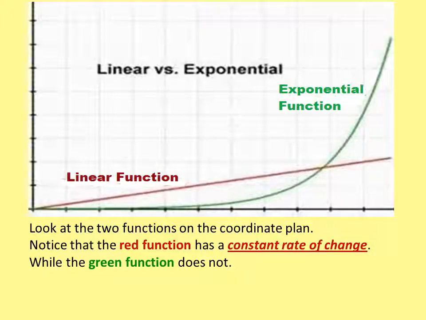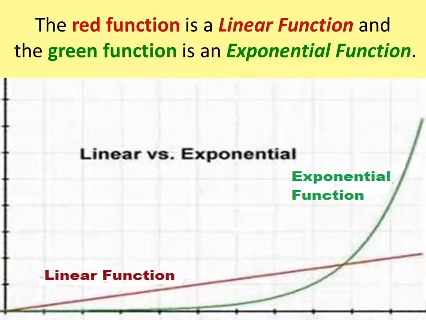Look at the two functions on the coordinate plane. Notice that the red function has a constant rate of change, while the green function does not. The red function is a linear function, and the green function is an exponential function.